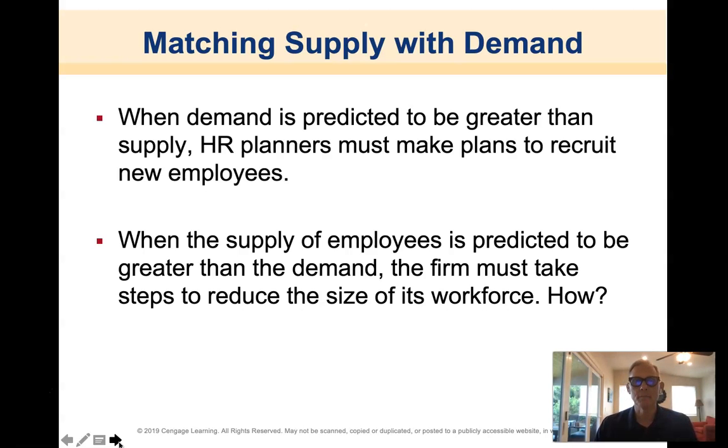Matching supply with demand. When demand is predicted to be greater than supply, HR planners must make plans to recruit new employees. So when unemployment is low, we have a higher demand, and we need to go out and find people to come work in our organization. And then just the opposite. When unemployment's high and supply is greater than demand, you have to take that into account as well, and it could result in furloughs or layoffs. And so that's part of being in business. Both the good and the bad.